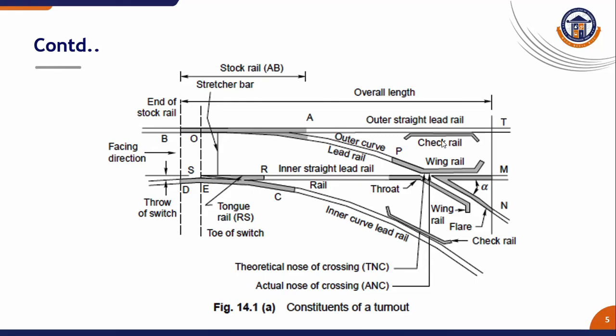The main path, the facing direction, is the straight path. Another one is the diverging path. In the diverging path, there is some inclination, and the angle also should be properly maintained. Then only will it travel easily through the diverging path.